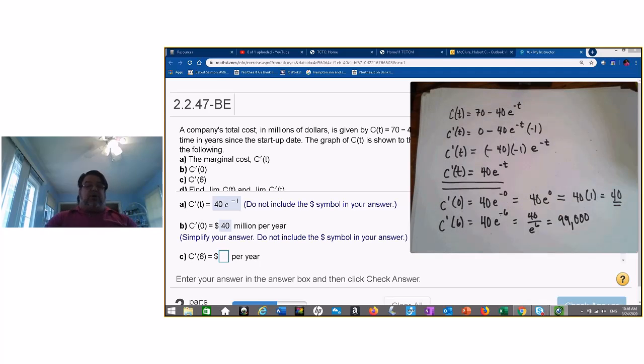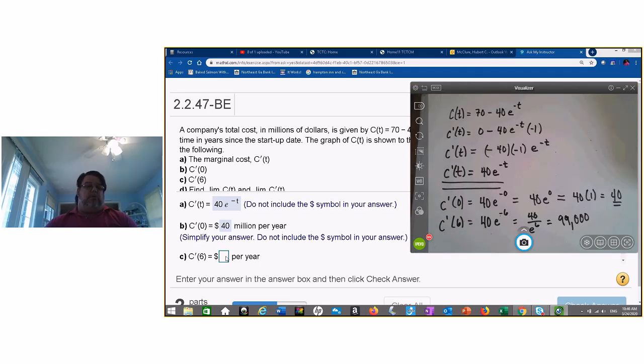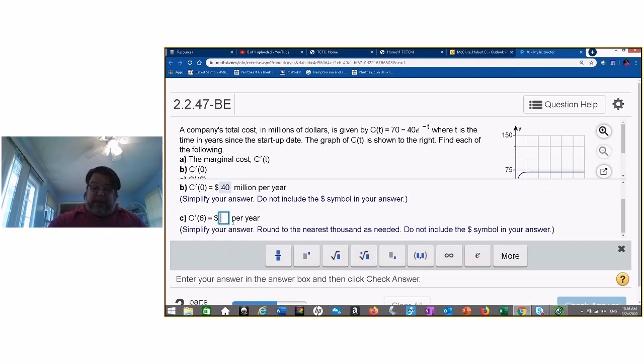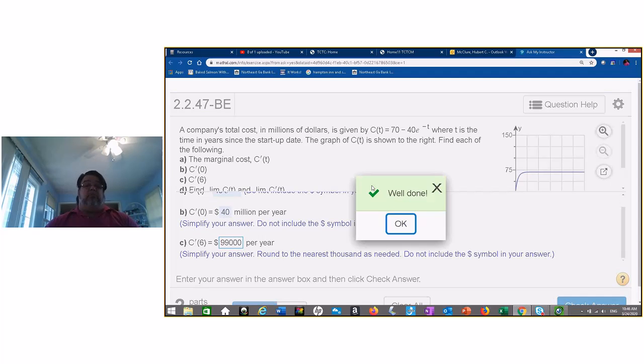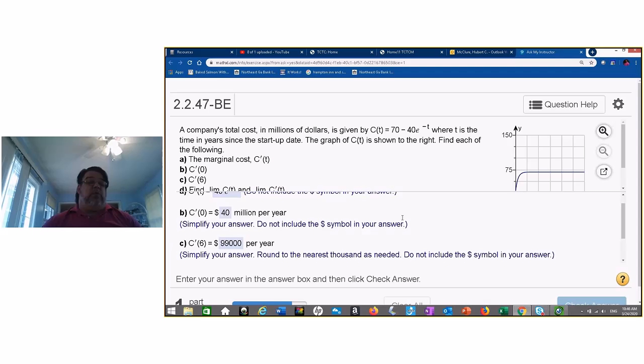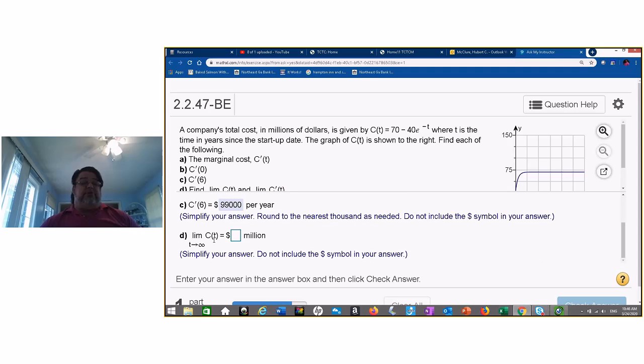But since you're talking about millions, I don't know if it's going to be 99 or 99,000. Let me see. I'm going to type in 99,000. And that's because, yep, it's 99,000. All right, now, this is where you get back into the limits.